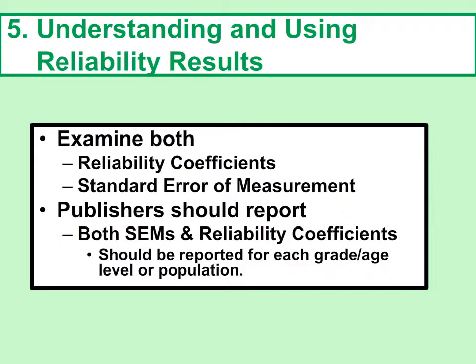To evaluate the quality of a test instrument, educators should examine both reliability coefficients and SEMs. This should be done for all reported groups. The publishers should report both SEMs and reliability coefficients for each grade or age level and for each population. Secondly, educators should look at what the publishers reported for specific groups. Again, examine the SEMs and the reliability coefficients. Finally, look specifically at the age grade levels.